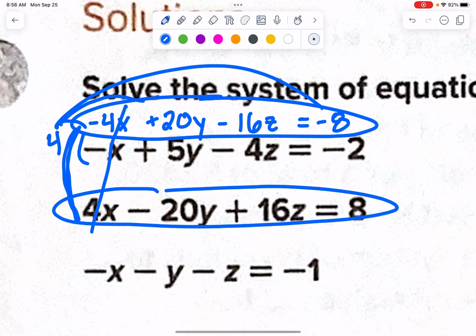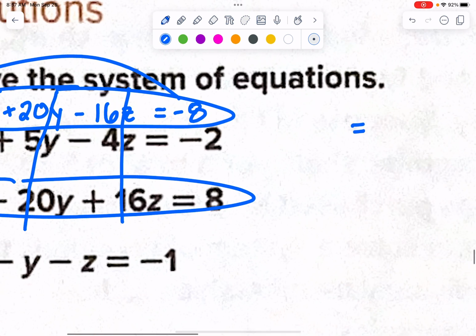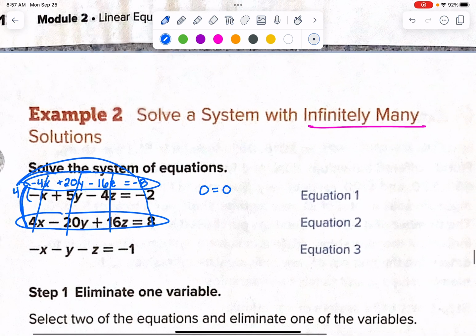Negative 4x and 4x goes away. 20 and negative 20 goes away. Negative 16 and 16 goes away. Okay, so on the left side, we have nothing left, which means we have 0. Okay, but negative 8 and positive 8 goes away. So we have 0. That's kind of odd. 0 equals 0. Hey, that's infinitely many solutions because 0 always equals 0. Well, that's exciting.